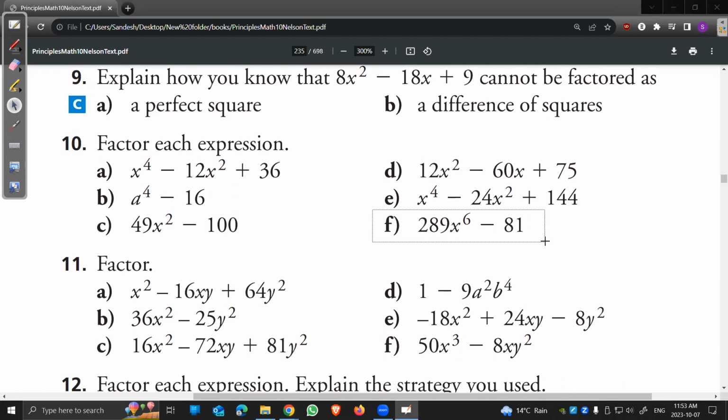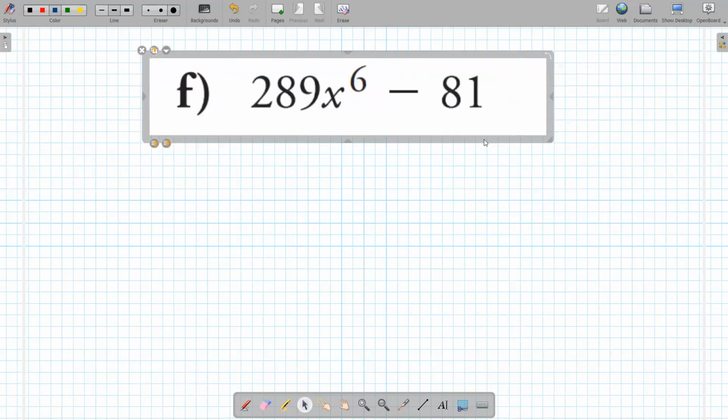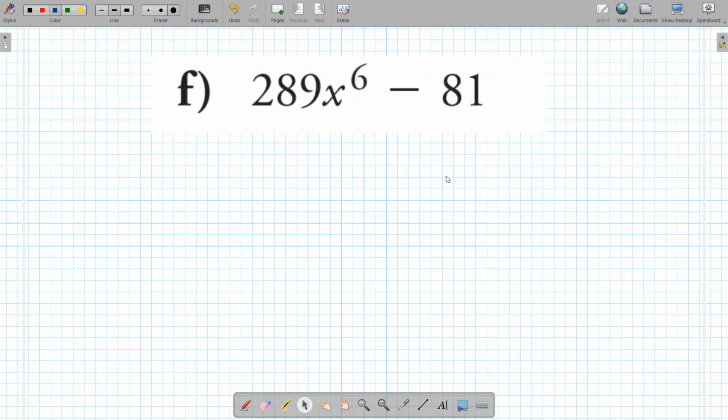Which one should we do? Honestly, it doesn't really matter. I think 17 squared is 289. Let me double check that, I think that's right. Yeah. So 17 squared is 289. Use the difference of squares. What does this factor out to?